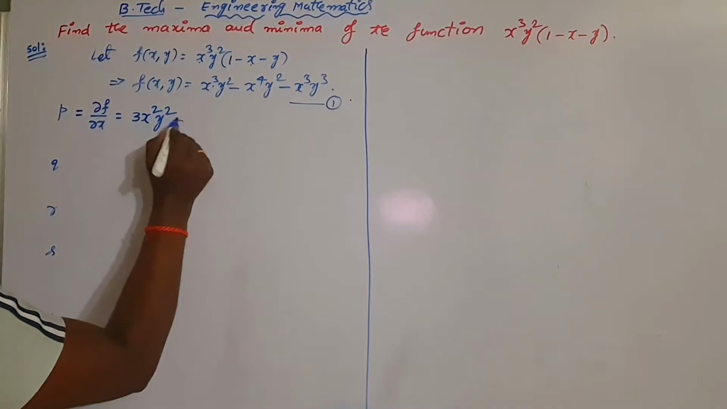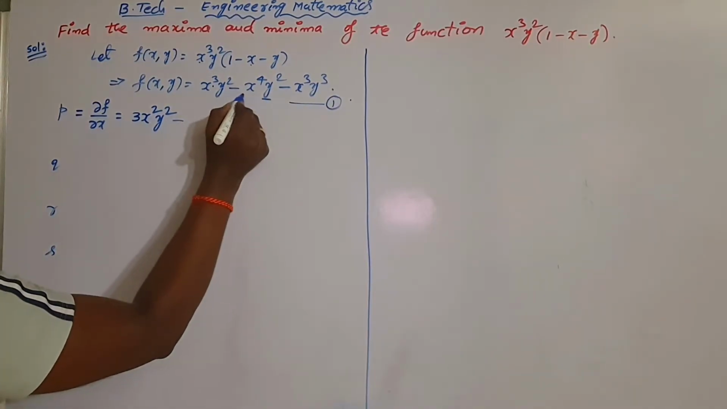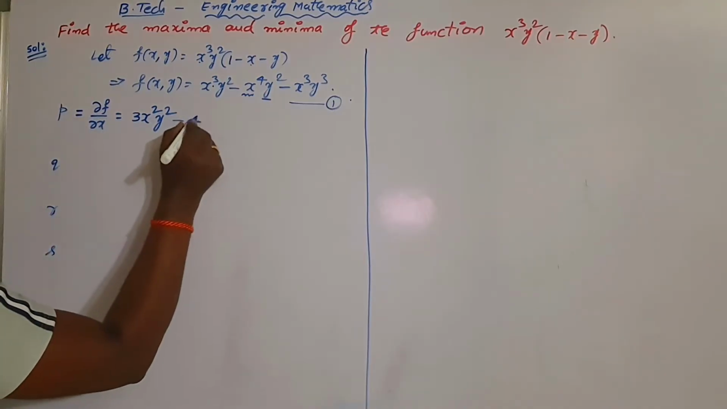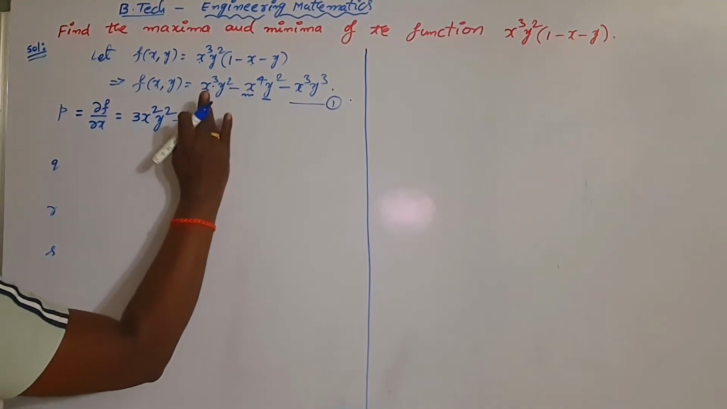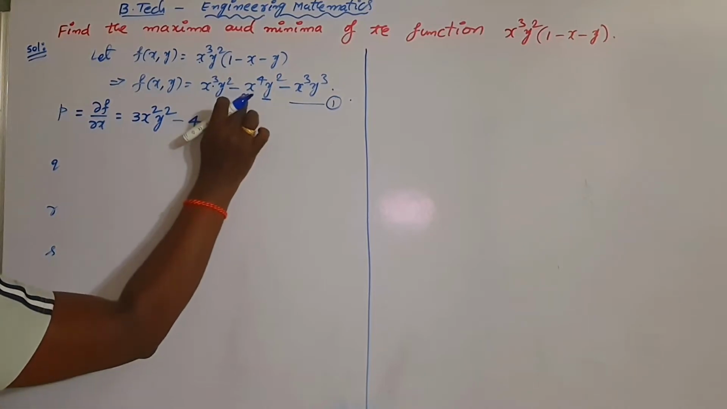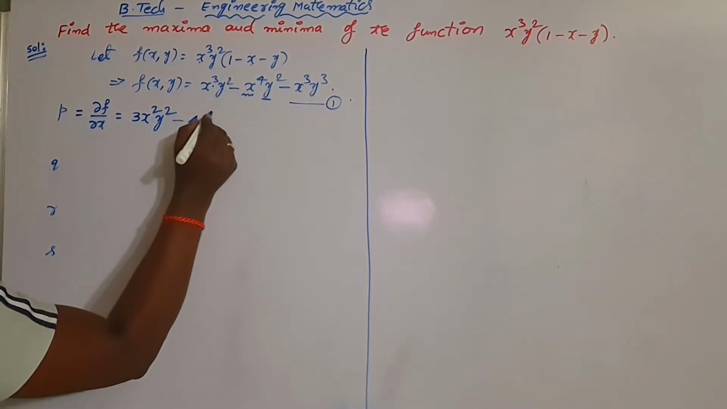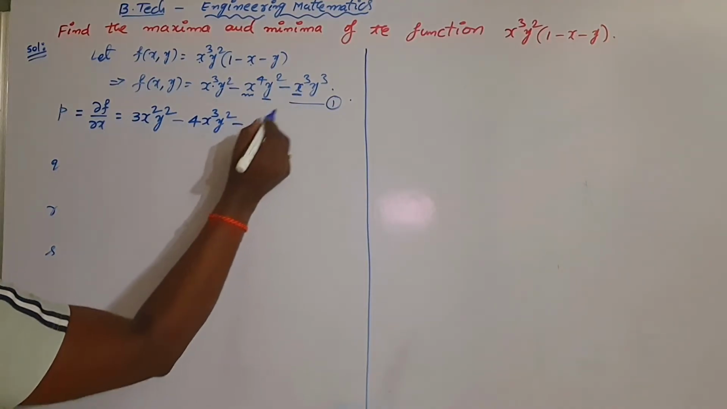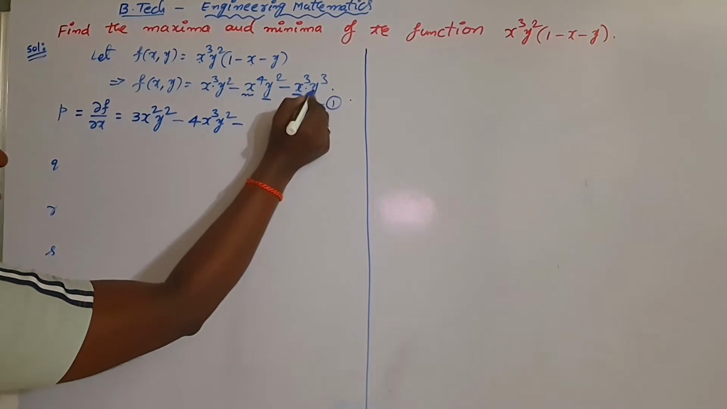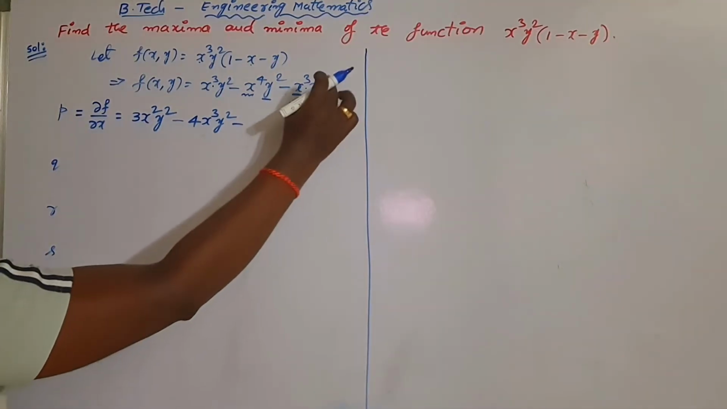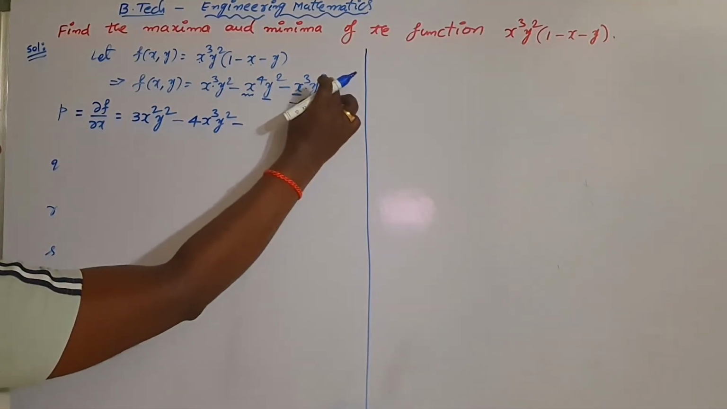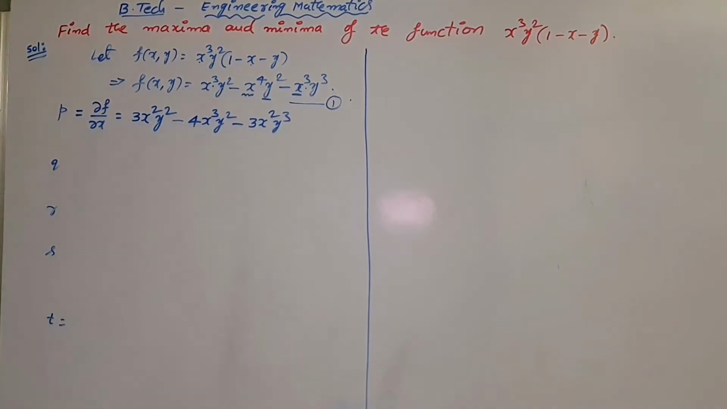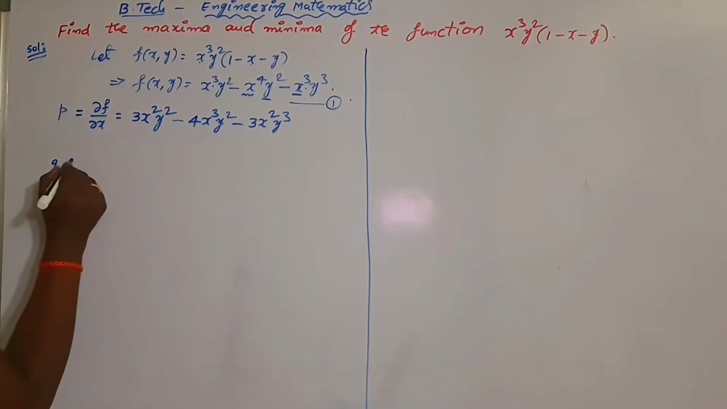Minus, here also y² is a constant term. Just write the partial derivative of x⁴ with respect to x. It would be 4x³y². Already you know that the derivative of x⁴ is 4x³. Minus, here also take the derivative of x³ only. Here y terms are in product, and whenever y terms are in product, they are constants. So don't disturb those terms: 3x²y³.